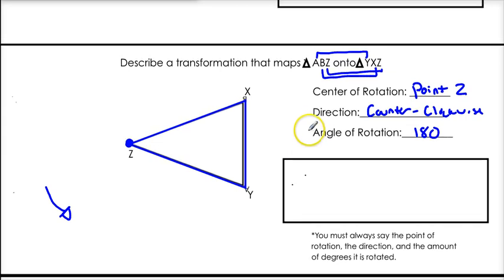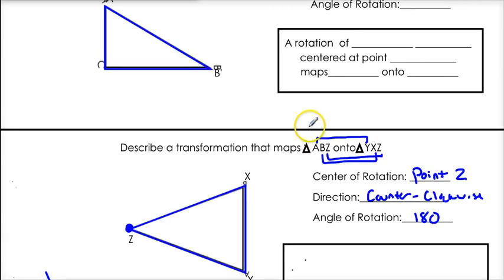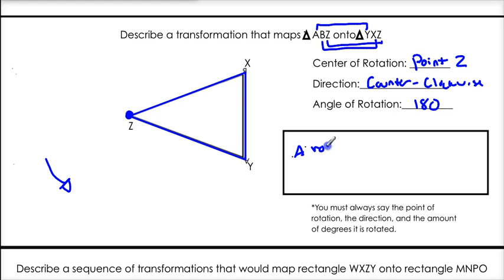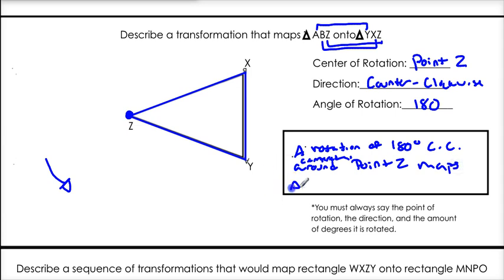All right, so now we have to describe it. And remember, we're just going to use this template right here. All right, so we have to put a rotation of 180 degrees. So I put the degrees. Now let's put the direction, counterclockwise, around point Z, or centered at, whichever way you want to put it, centered at Z maps triangle ABZ onto triangle YXZ.